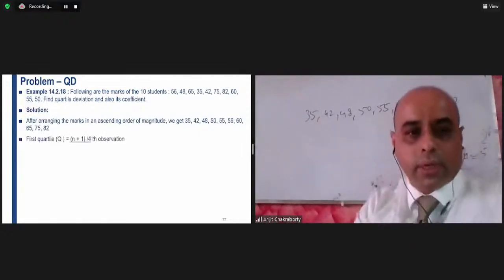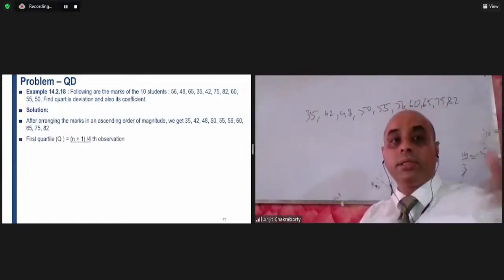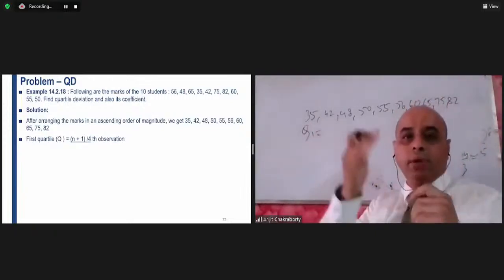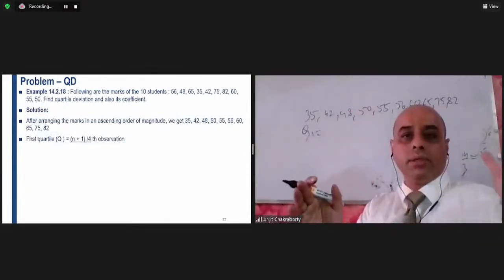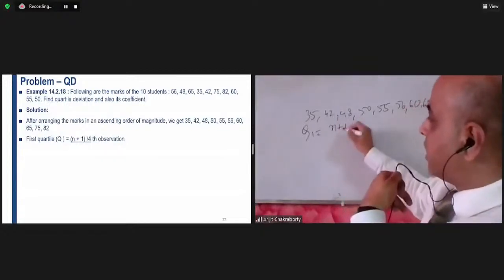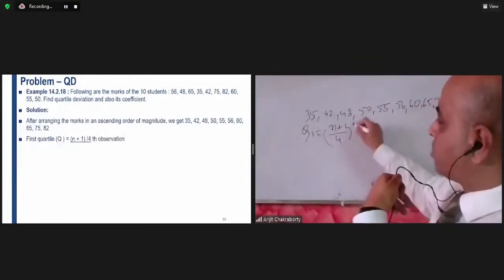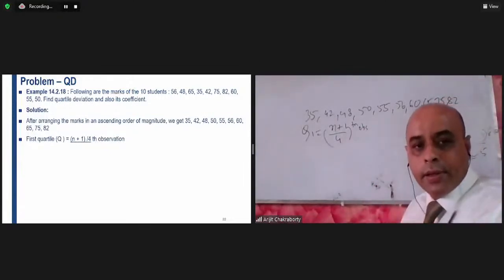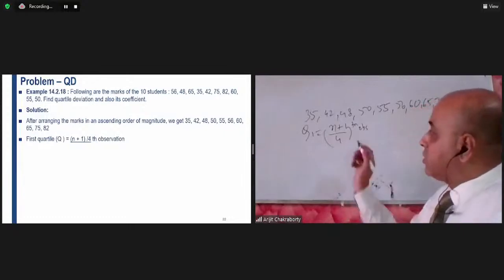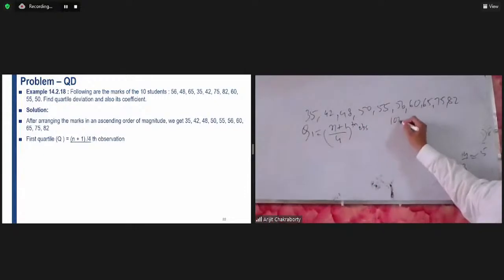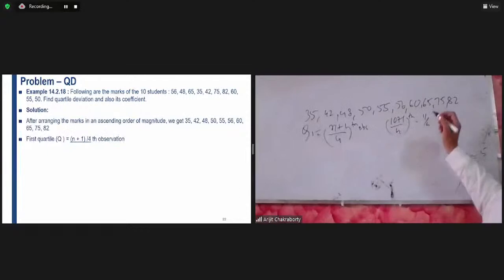Now we find out quartile. Quartile deviation here is Q3 minus Q1. Quartile means it divides all the observations into 4 parts. So Q1 is the (n plus 1) by 4th observation. This is Q1, the first quartile. Here n is 10, so n plus 1 is 11, that is the 11 by 4th observation.